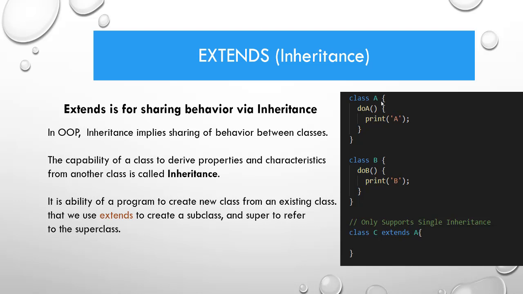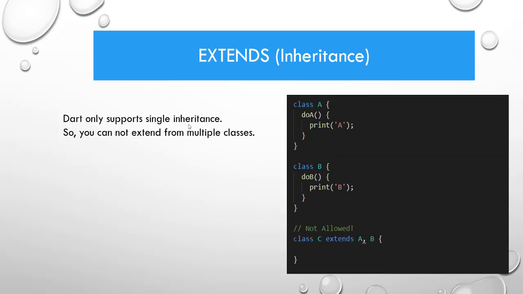Here are two classes, class A and class B. Class C only extends class A. Dart only supports single inheritance, so we cannot extend from multiple classes. Here class C cannot extend multiple classes, class A and class B. Flutter does not allow multiple inheritance.